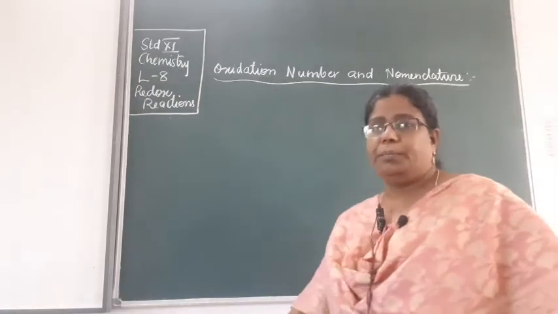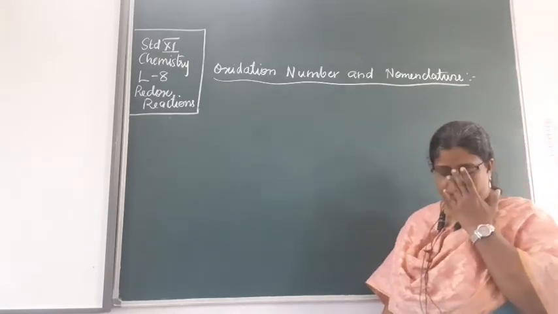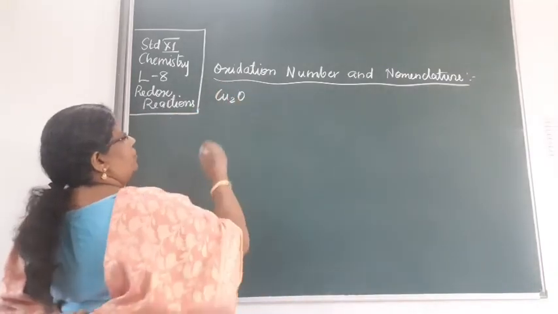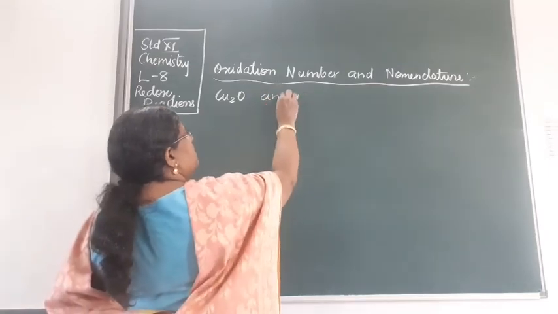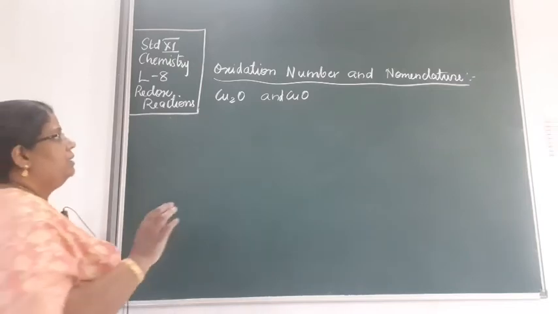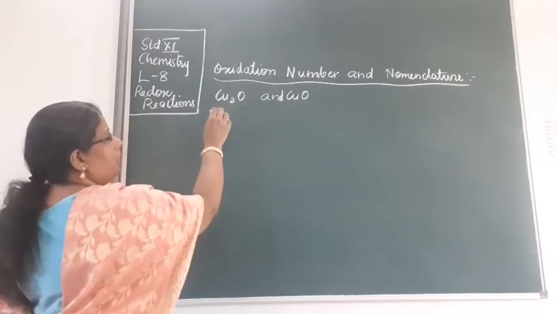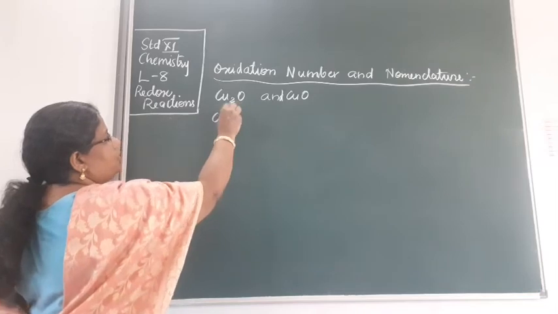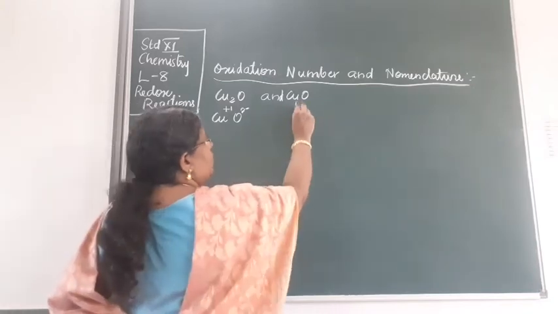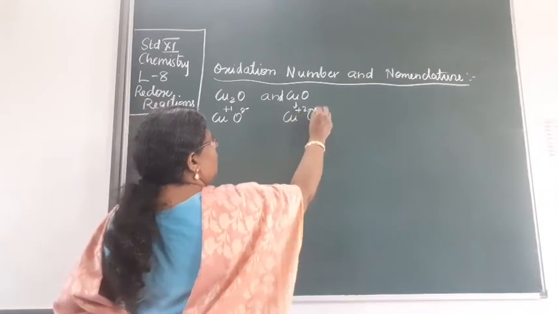Now we go to the next topic, that is oxidation number and nomenclature. Now certain compounds are there like Cu2O and CuO. Both are oxides of copper, but you will find that the oxidation state of copper in this particular oxide is in the form of Cu+1 and O2-. ठीक है, जबकि ये जो ऑक्साइड है कॉपर ऑक्साइड, it is existing as Cu+2 O2-.